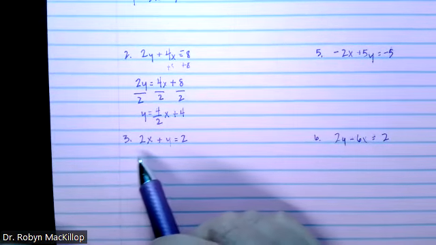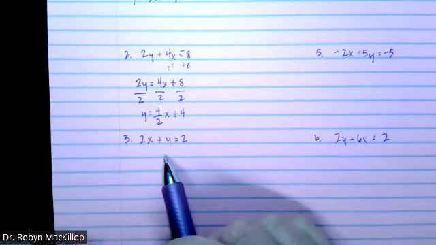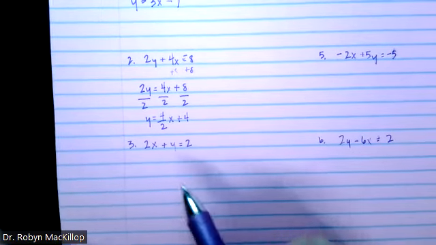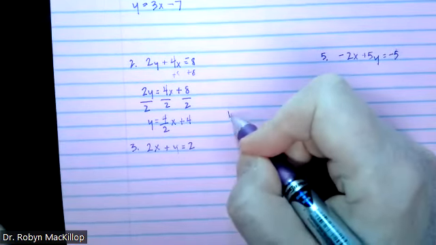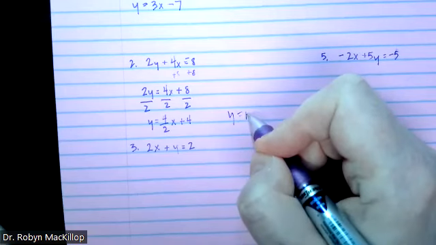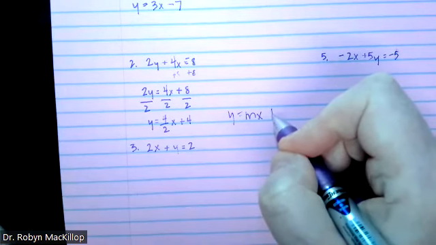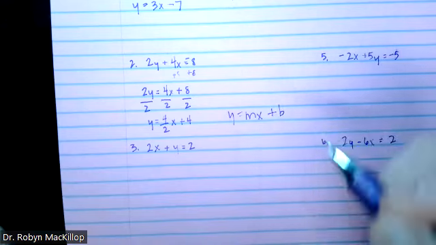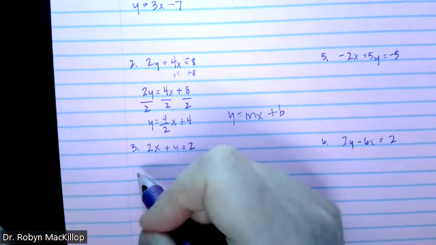All right, let's try this one. Now this one's out of order, doesn't matter. You're still going to put it in the y equals mx plus b. So we're going to start with y.